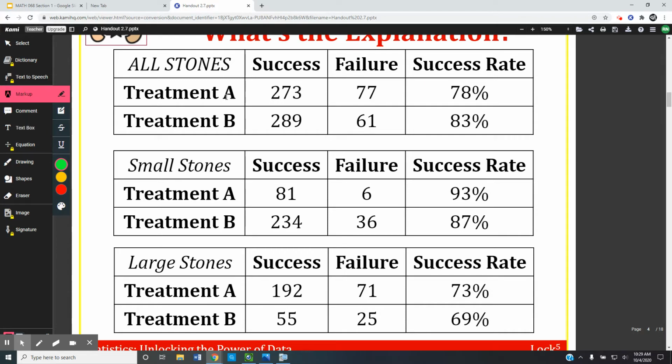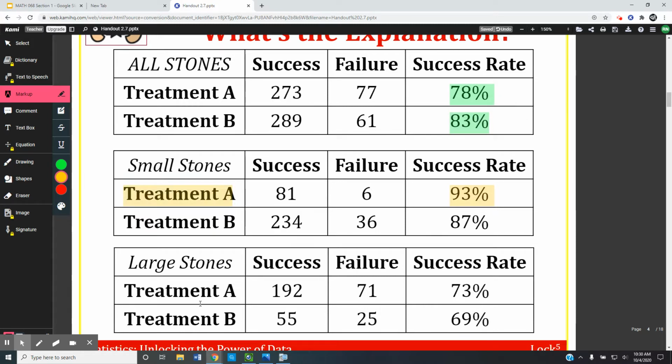And I'm going to get my markup tool. So we had 78 and we had 83. End of story. Done. Finished. Voila. Now, what happens when it's a small stone? Well, when it's a small stone, we have 81 successes at a 93% rate for treatment A. So treatment A is clearly the winner when we talk about small stones. Well, that kind of contradicts what we said up earlier about all stones being B.